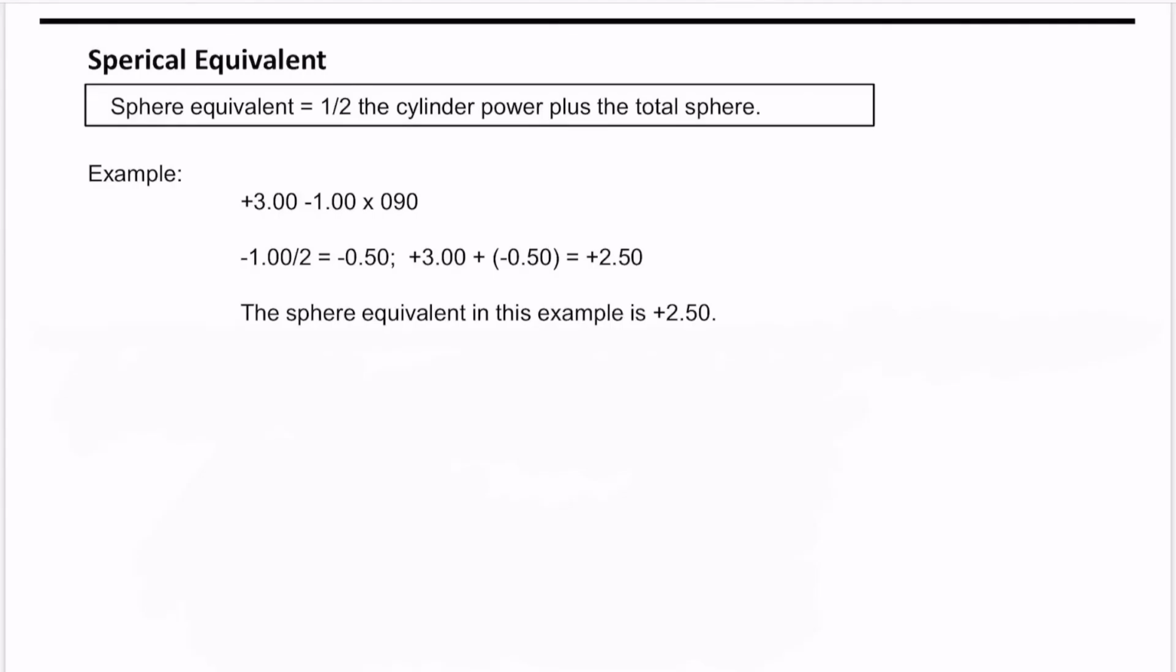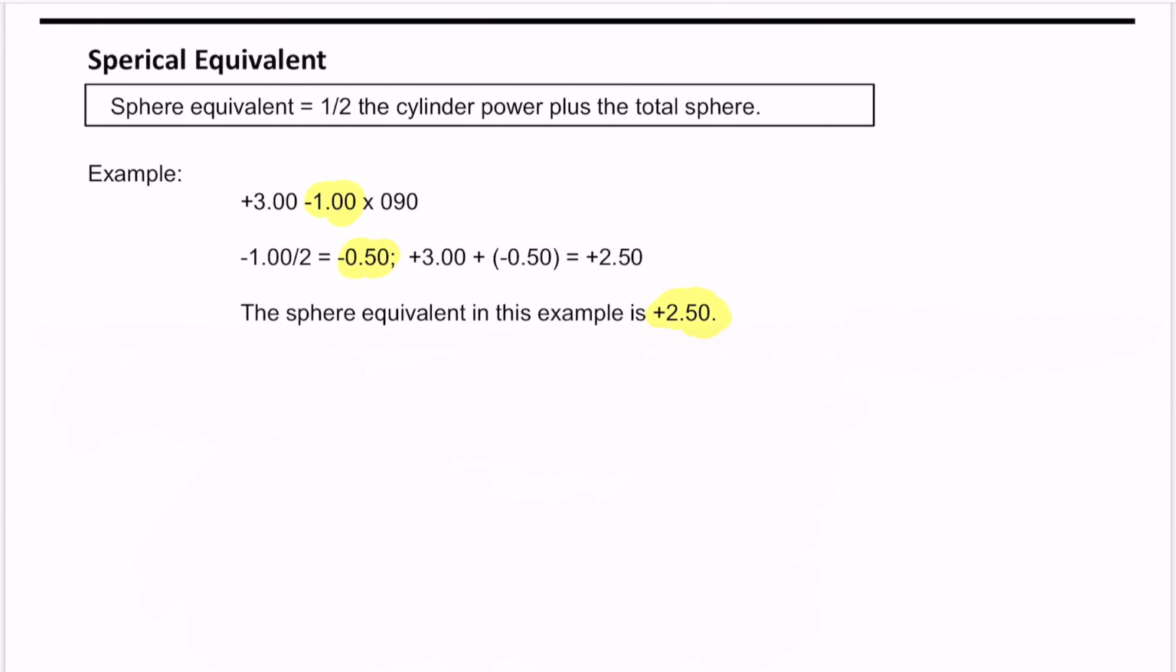Moving on to spherical equivalent. This is a pretty straightforward one. It's only half of the cylinder power plus the total sphere. So in this particular example, your cylinder power would be a -1. Half of the -1 would be 0.50, and if you add that into your sphere power of a 3, then your spherical equivalent is now a 2.50.